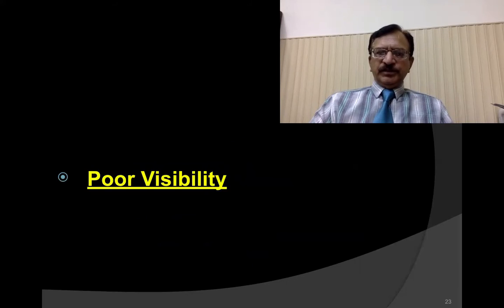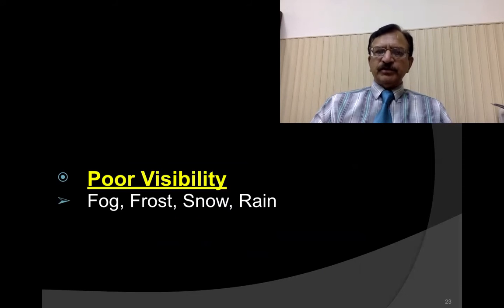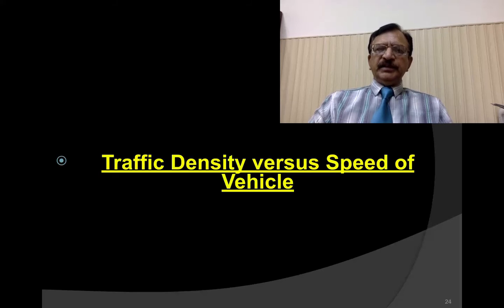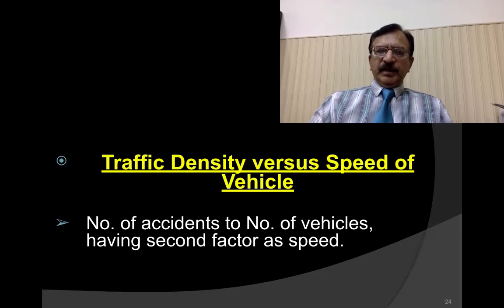Then the environmental factors in the causation of the accident, the poor visibility because of fog, frost, snow, or rain. Then the traffic density versus speed of the vehicle. The number of accidents to the number of vehicles having a second factor is the speed. That means the accidents in relation to number of vehicles, the most important factor becomes the speed.